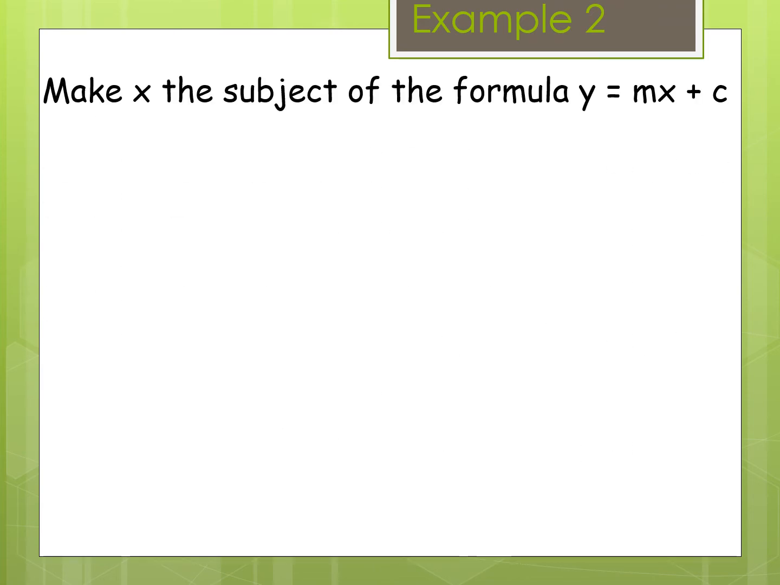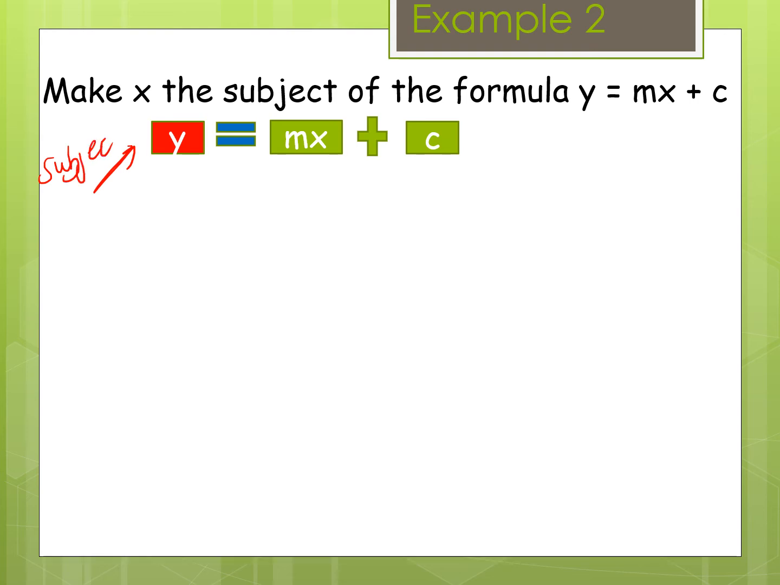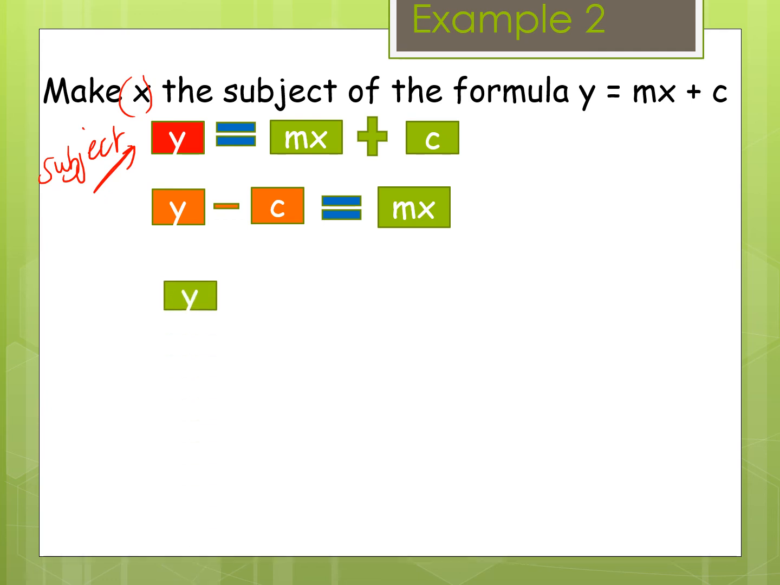Example 2. Make X the subject of the formula Y equals mx plus c. Y equals mx plus c. Now the subject here is Y. It is on its own on the left hand side and we're asked to make X the new subject. So Y equals, we're going to move the plus c and it's going to become a minus c, equals mx. Again, mx, 2 letters together means m times x.